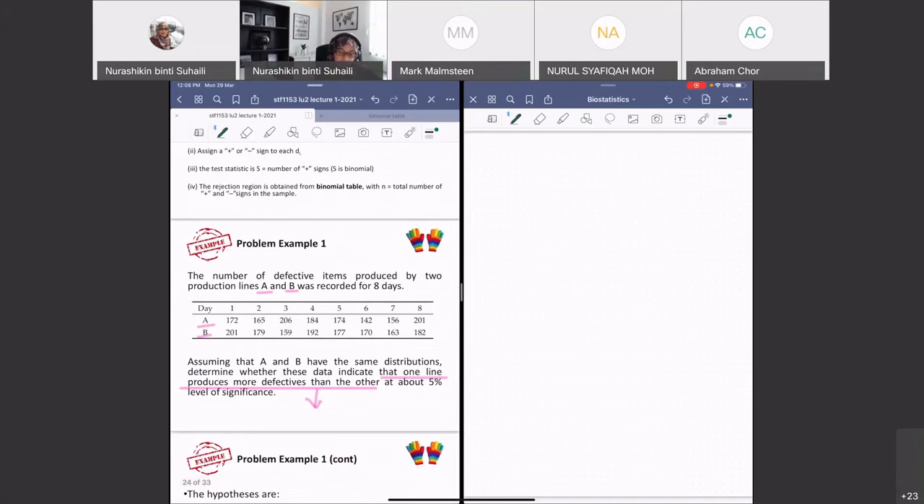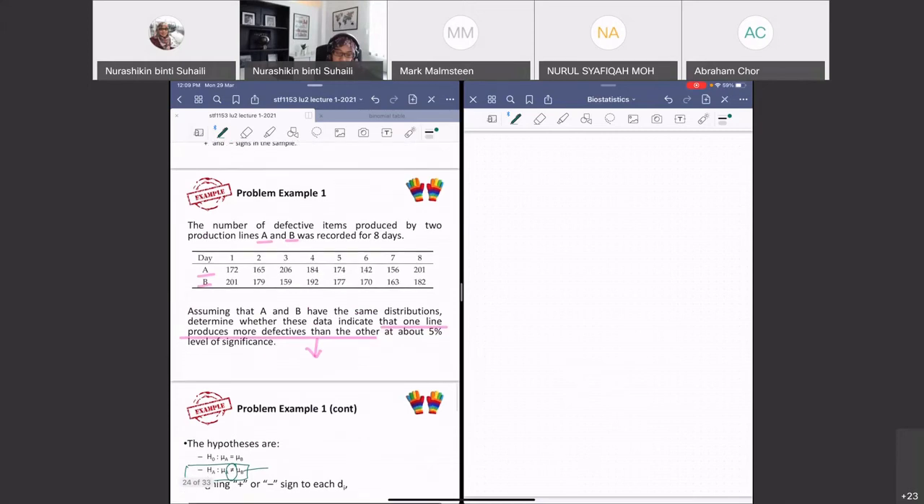Okay. So the number of defective items produced by two production lines, A and B, was recorded for 8 days, right? So this is an example of paired sample data. Assuming that A and B have the same distributions, determine whether these data indicate that one line produces more defectives than the other, at a 5% level of significance.